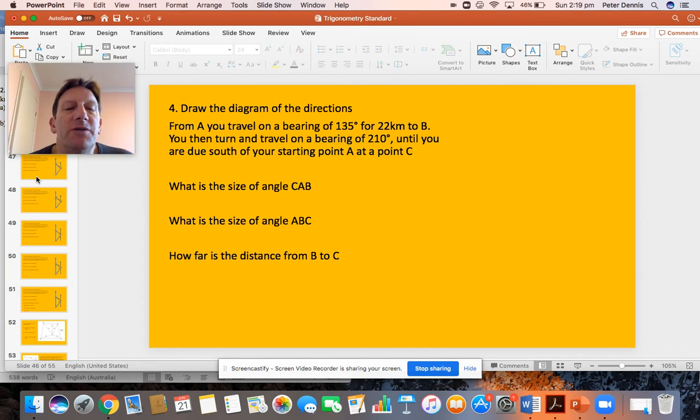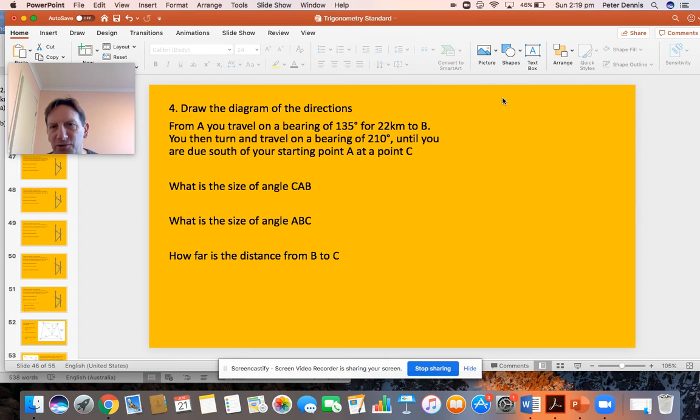Okay, so here's question 4. Draw the diagram. From A, you travel on a bearing of 135 degrees for 22 kilometers to B, and then you turn and travel on a bearing of 210 until you are due south of your starting point A at a point C. So the first thing you've got to do is put in your north line.